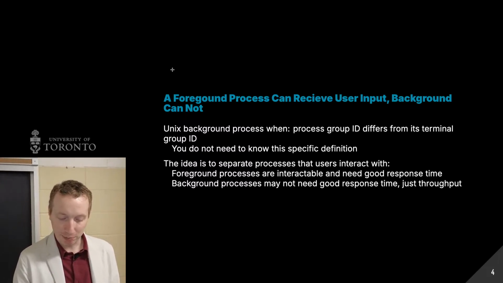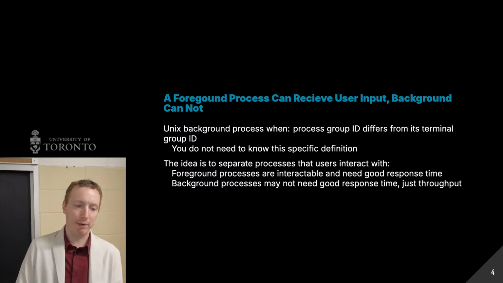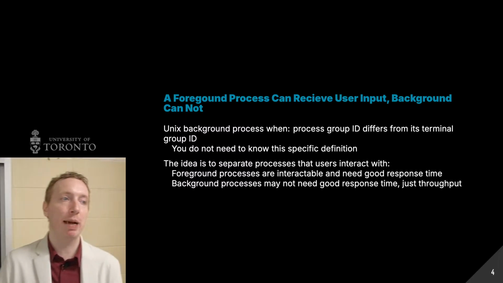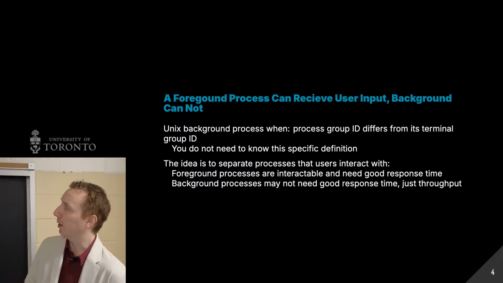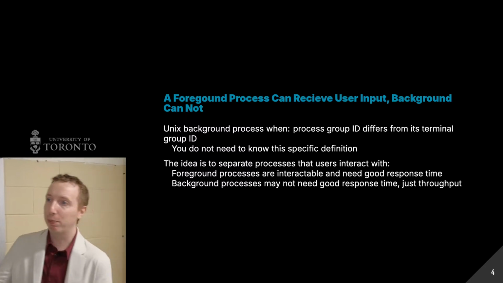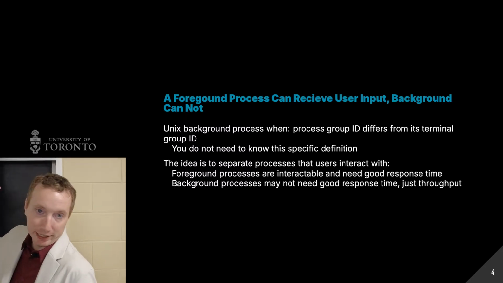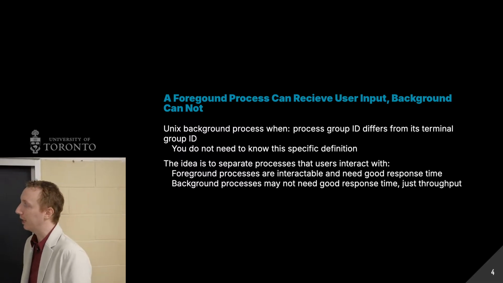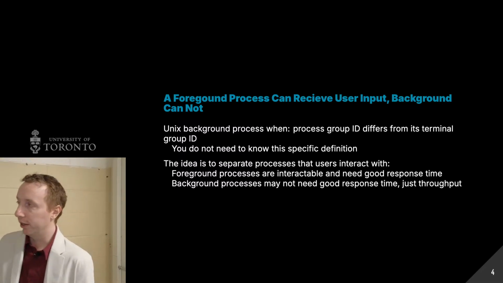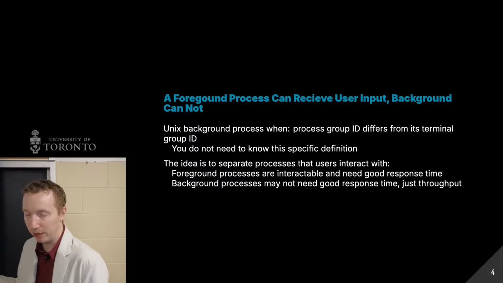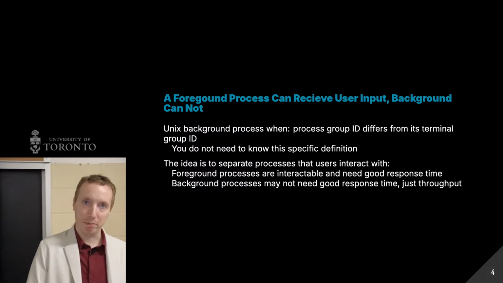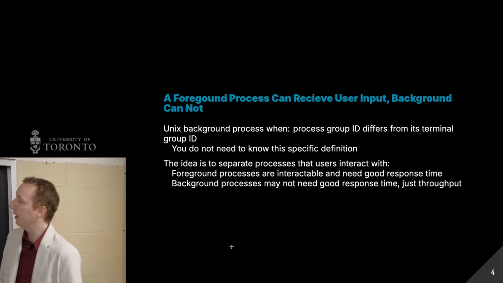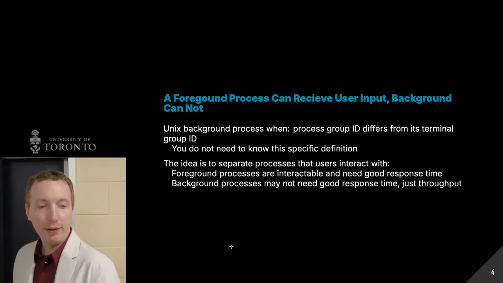Technically, a Unix background process is when the process group ID differs from its terminal group ID. You do not need to know that specific definition. It comes from back when you actually had real terminals connecting to a process, and your process basically connected to a keyboard and a monitor, so you could tell whether or not it could actually get input, whether or not it was detected or connected to something. Doesn't exist now because we have GUIs and we don't actually know whether or not you might type or interact with a process.